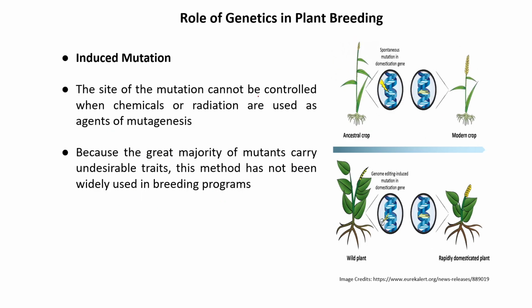The site of mutation cannot be controlled when chemicals or radiations are used as agents of mutagenesis, because the great majority of the mutations carry undesirable traits. So again, you will not always have the desirable traits, because this mutation, whether you are using chemicals or radiation, sometimes changes some of the genes that are very important for the plants. So that is an undesirable trait. So this method has not been widely used in breeding programs.